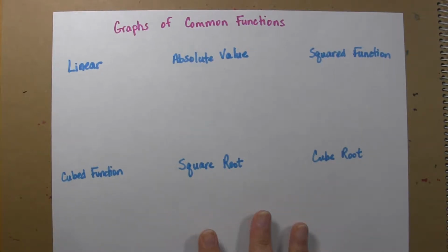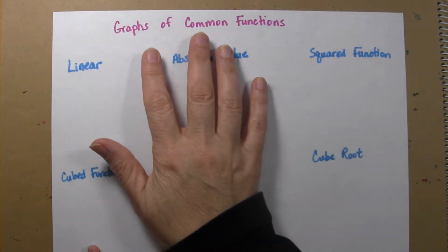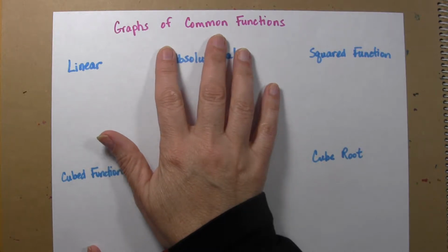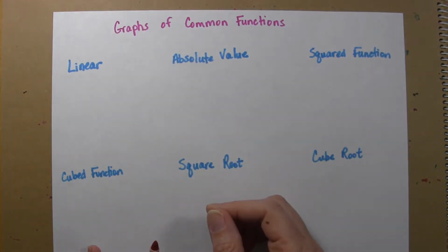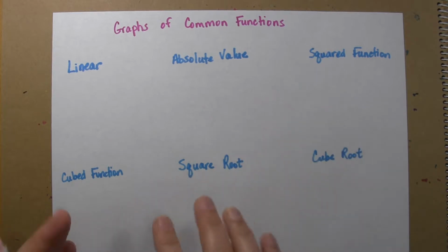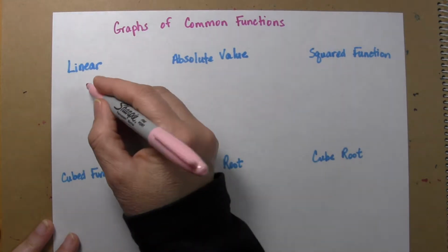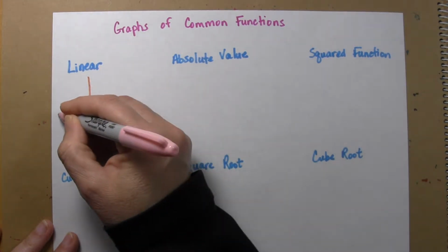Hello everyone! I'd like to talk for a few minutes about some graphs of common functions. It helps a lot when you're working with graphs to be able to anticipate what a graph is going to look like before you even start plotting it out.